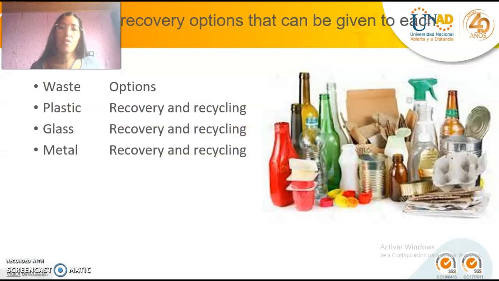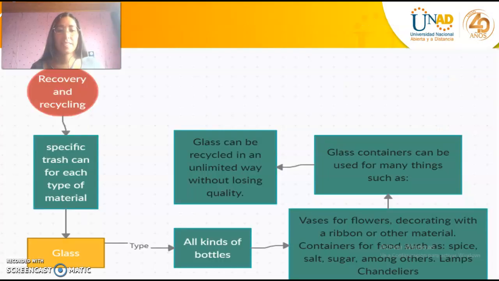Identify the recovery options that can be given to each waste. Waste options: plastic recovery and recycling, glass recovery and recycling, and metal recovery and recycling. Glass recovery and recycling: a specific trash can for each type of material.